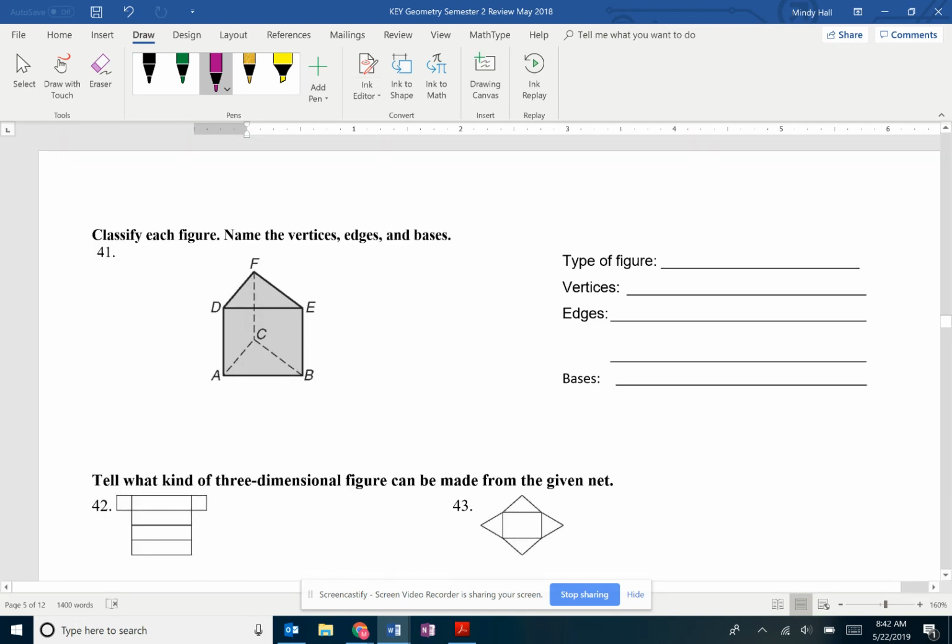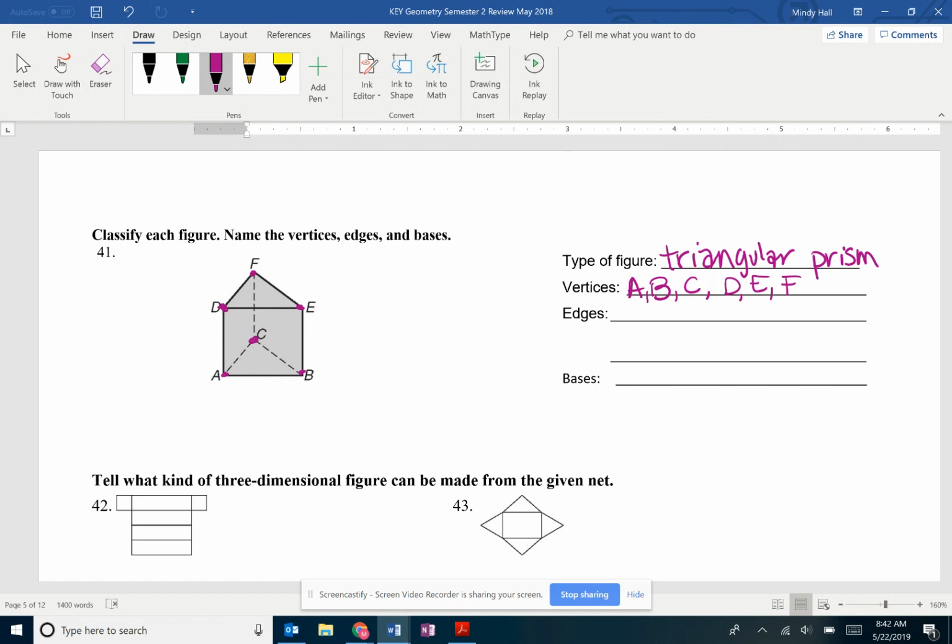So for 41, we want to name vertices, edges, and bases. This figure, my bases are triangles because I have two of them. So this is a triangular prism. And our vertices would just be all of these single points where three or more faces are coming together. So we have A, B, C, D, E, and F.